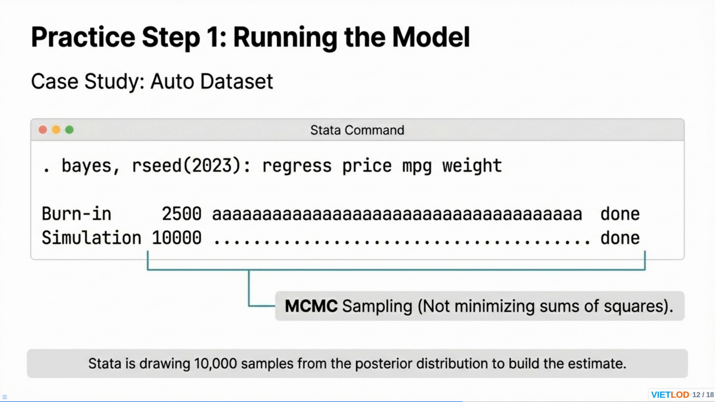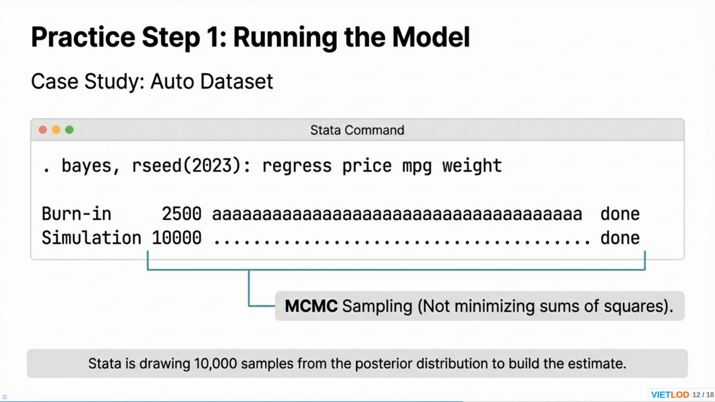We're now ready to run our first Bayesian model using Stata's classic auto dataset. Our objective is to understand how car price is influenced by its miles per gallon and weight. The command is quite simple: bayes, rseed(2023): regress price mpg weight. The rseed option ensures reproducibility, so our results can be replicated.